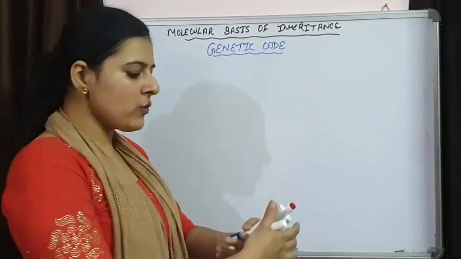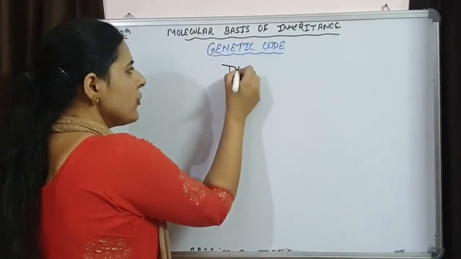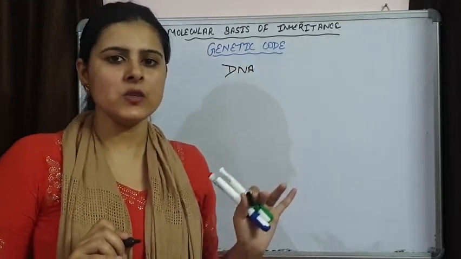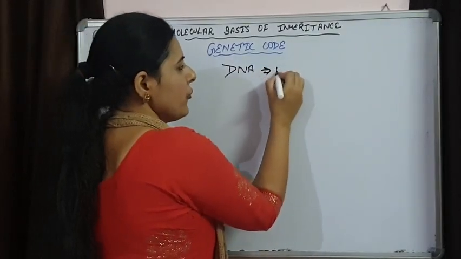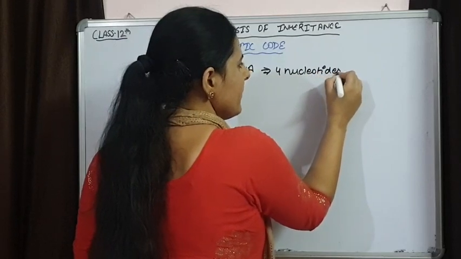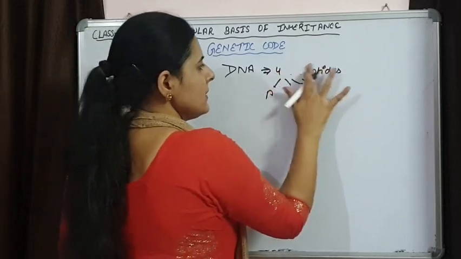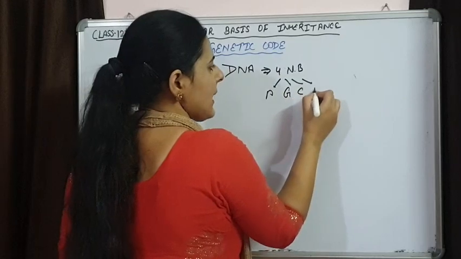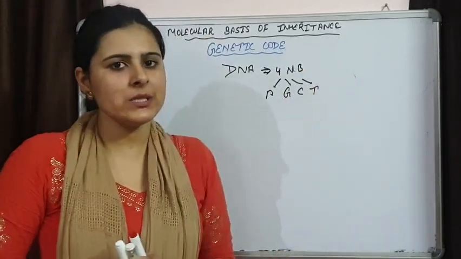If we talk about the information, we have earlier also said that all the information is present in DNA, and DNA is present inside the nucleus of the cell. This DNA is made up of 4 nucleotides. That means 4 nitrogenous bases are present: adenine, guanine, cytosine and thymine. This is how the complete DNA sequence is there.